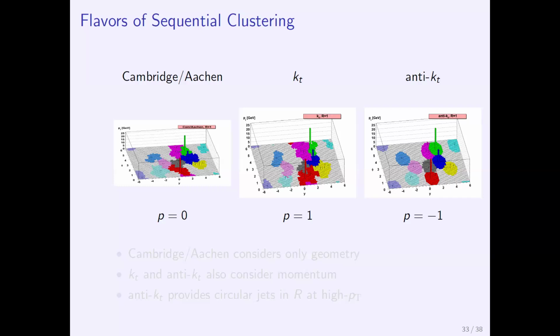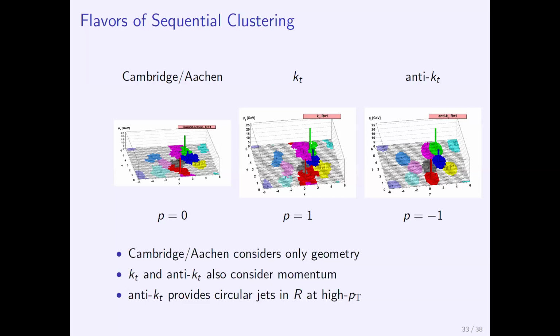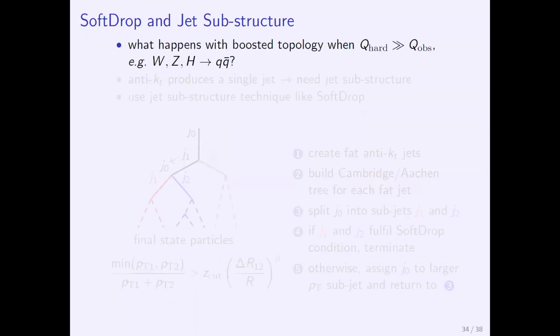that we have. In terms of this, we can think of Cambridge-Aachen. It really only considers geometry. KT and anti-KT also consider momentum. And then, as I said, this anti-KT includes these types of circular jets in terms of this R variable that we have. So this is a nice kind of thing to take out. Now, depending on the type of physics you're trying to do, you might choose one of these over another one. And we'll actually see an application for using, for example, the Cambridge-Aachen algorithm as well.